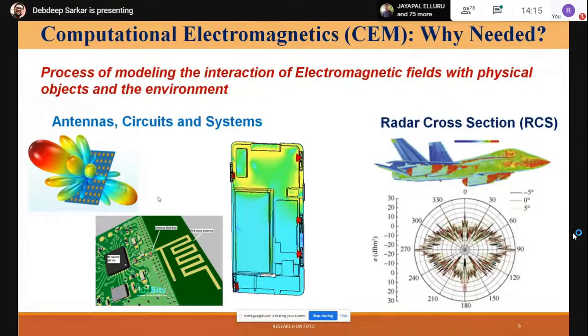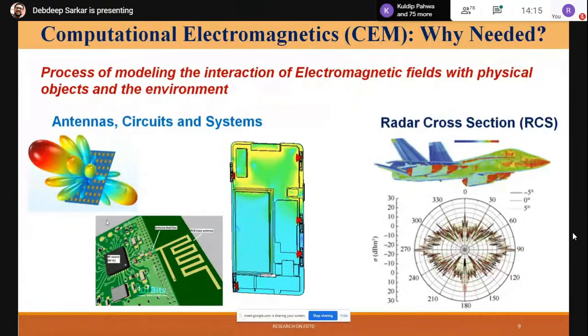So it is not something that is done purely for the purpose of research or knowledge. It has direct application to the design of several systems. Instead of going too much into language or equations, I'll try to show you some of the cases where we need computational electromagnetics. For example, you have a large array and you want to model the radiation pattern coming from it, and how to beamform and steer the beam to a particular user.